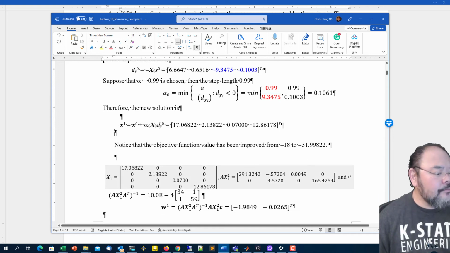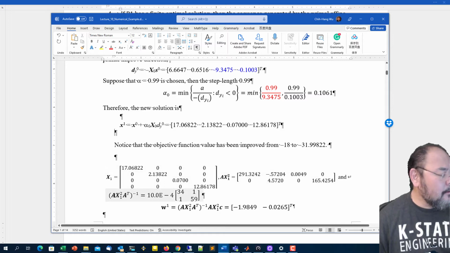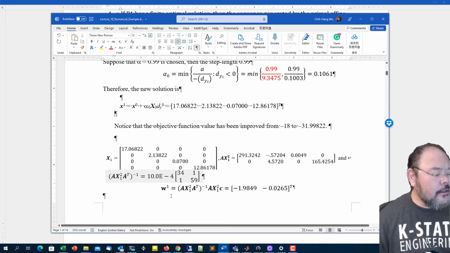Doing the next step, the current solution x1, I put it into a diagonal matrix and calculate A times x1 squared, and then A times x1 squared times A transpose, inverse. This is what it is, okay? And then I can calculate omega 1, which is the current dual solution.